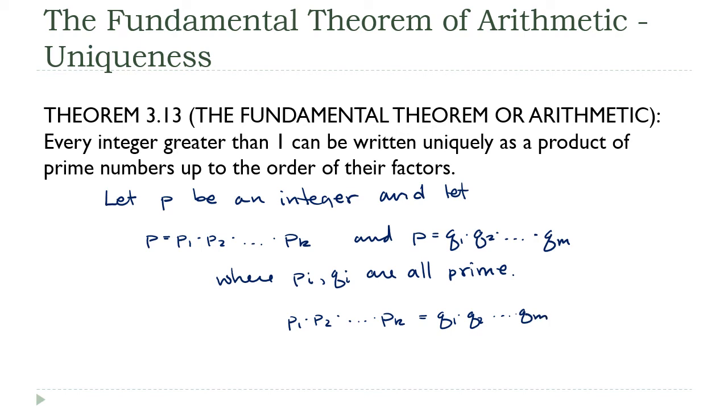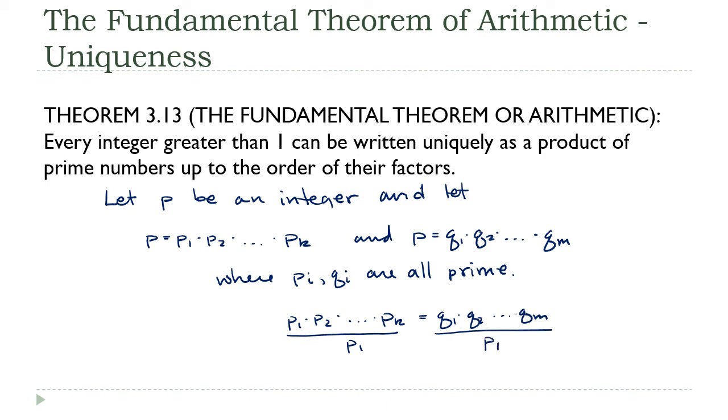Okay, now one thing I do want to point out before we dig any deeper into this: you notice how I used different final indexes. I use k on the left and m on the right. I am not assuming that these two lists are the same size. Maybe one has more than the other. I don't know, I haven't proved it yet. So here's what I'm going to do. Here's where I'm going to apply Euclid's lemma. I'm going to divide both sides of this by P sub 1.